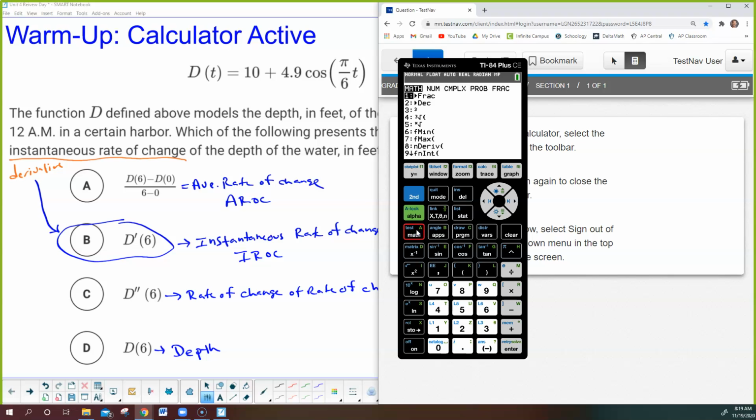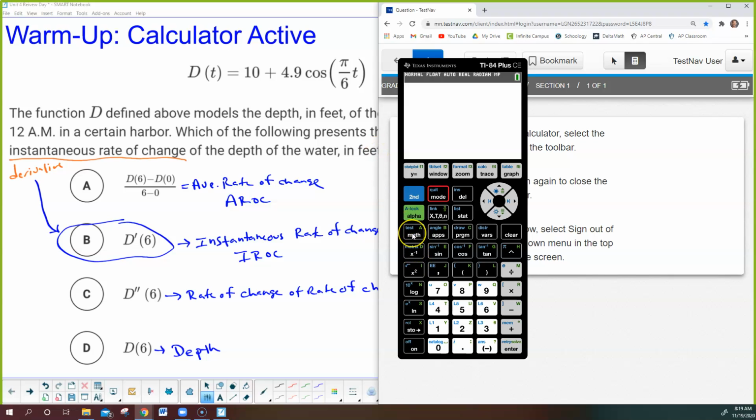So I'm going to go to math. And actually, because there's a cosine, I do want to make sure that my mode is in radian mode. So in that case, if you don't have it in radians mode, you're going to hit mode and then go down to the third option and hit enter on radians. You only have to change it once if you're using your calculator at home.